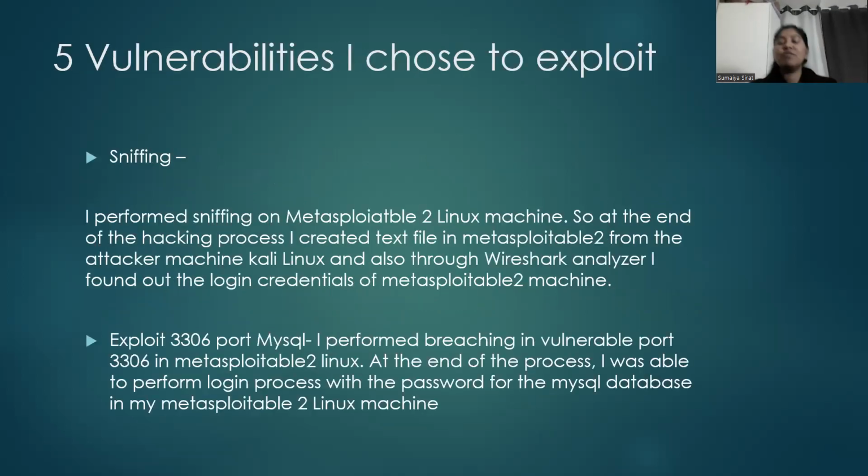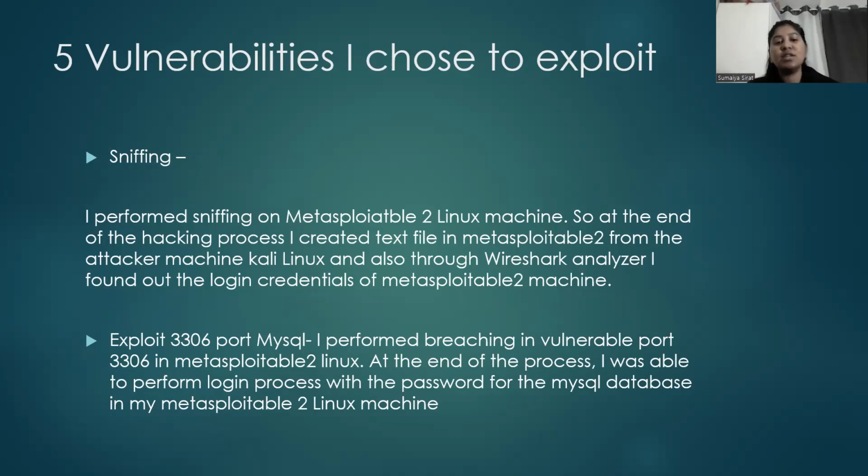Then I want to talk about the 5 vulnerabilities that I found on my target machines. The first one was sniffing. I performed sniffing on the Metasploitable 2 Linux machine. At the end of the hacking process, I created a text file in my target machine and the attacker machine, Kali Linux. Then I analyzed the traffic in Wireshark and found the login credentials for my Metasploitable 2 machine. So it was easily accessible that way. And I used Nmap with this one too.